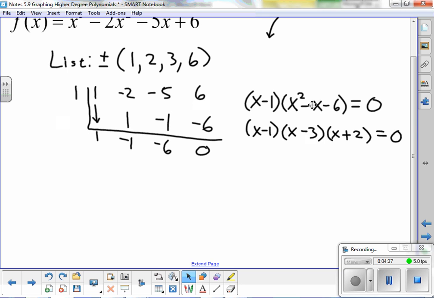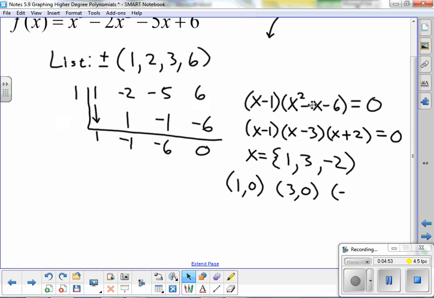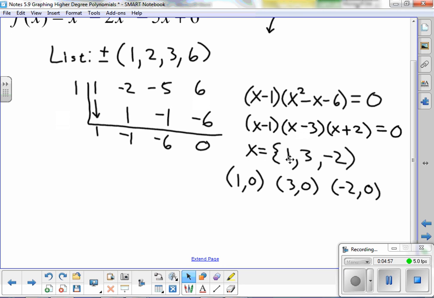All right, so your x-intercepts, or your zeros, are going to be the set of numbers 1, 3, and -2. If you think of those as actual points, that's (1, 0), that's (3, 0), and that's (-2, 0). So you've got 3 points right now. Those are all your x-intercepts.